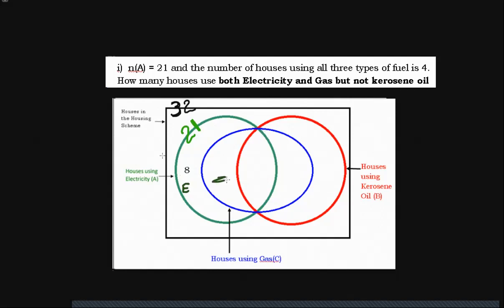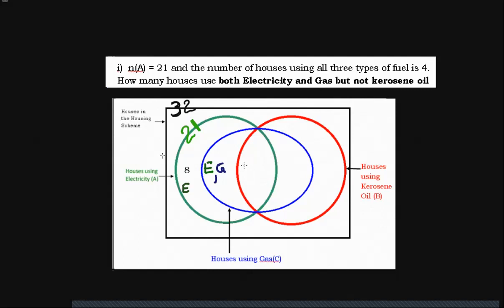Now let's look at the next region, the region that I'm coloring now. Is it inside the green circle? Yes, it is. So it's owned by electricity. Is it inside the blue circle? Yes, it is. So then gas. Is it inside the red circle? No, it's outside the red circle. So it's electricity and gas.